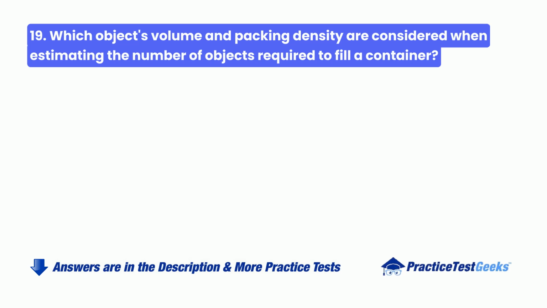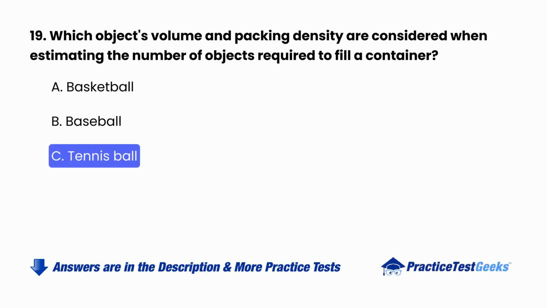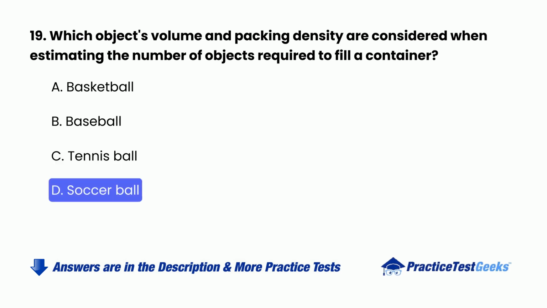19. Which object's volume and packing density are considered when estimating the number of objects required to fill a container? A. Basketball. B. Baseball. C. Tennis ball. D. Soccer ball.